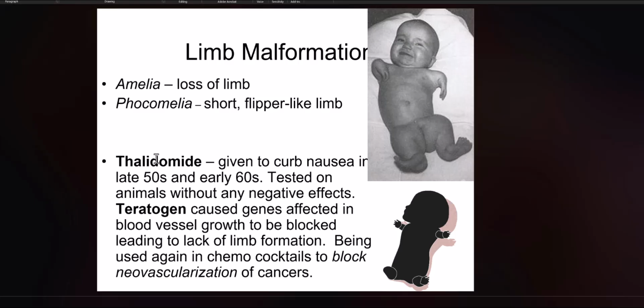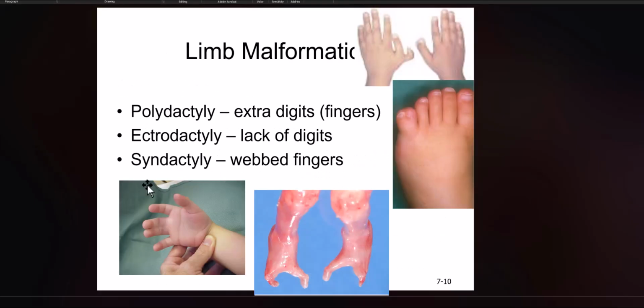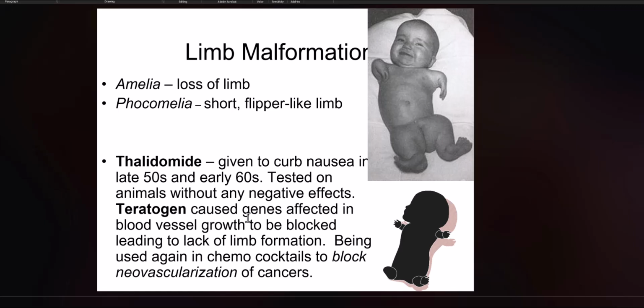Now, we now know why this happened. The thalidomide, yes, it had an effect on curbing nausea, but we now know that the thalidomide also caused a blockage in blood vessel formation. It blocked angiogenesis. It blocked the ability of the limbs to form the blood vessels necessary for the elongation.